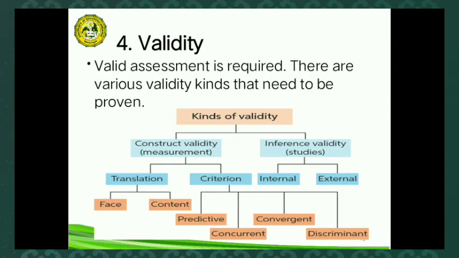So number 4 is validity. Valid assessment is required. There are various kinds of validity that need to be proven. We have the construct validity, which is the measurement, and of course the inference validity, which is the studies. In construct validity, or the measurements, we have the translation and criterion. In translation, we have the face and content, and in criterion, we have these branches: predictive, convergent, concurrent, and discriminant. And also the inference validity, or studies, where we have two validities, the external and the internal validity.